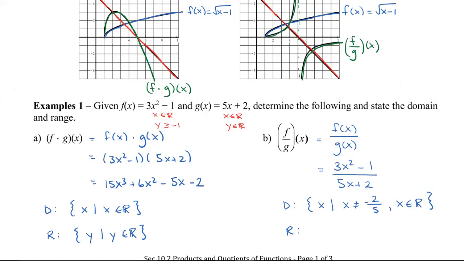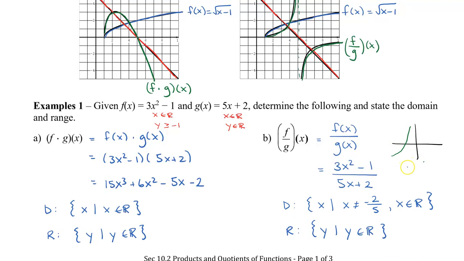So let's go back to here, and then now we can say that our range is all real numbers. And to remind yourself, you might want to just draw a little graph on the side here. I should have an asymptote at -2/5, and then something that looks like this.